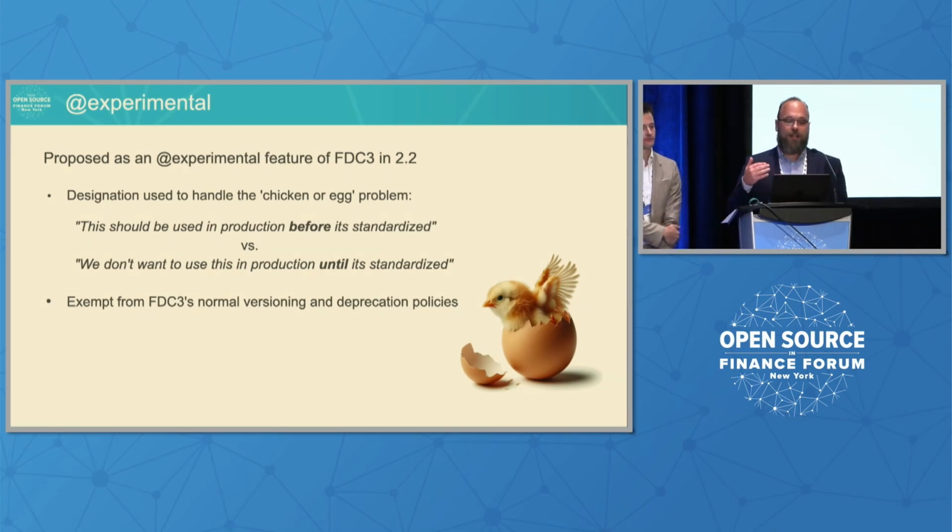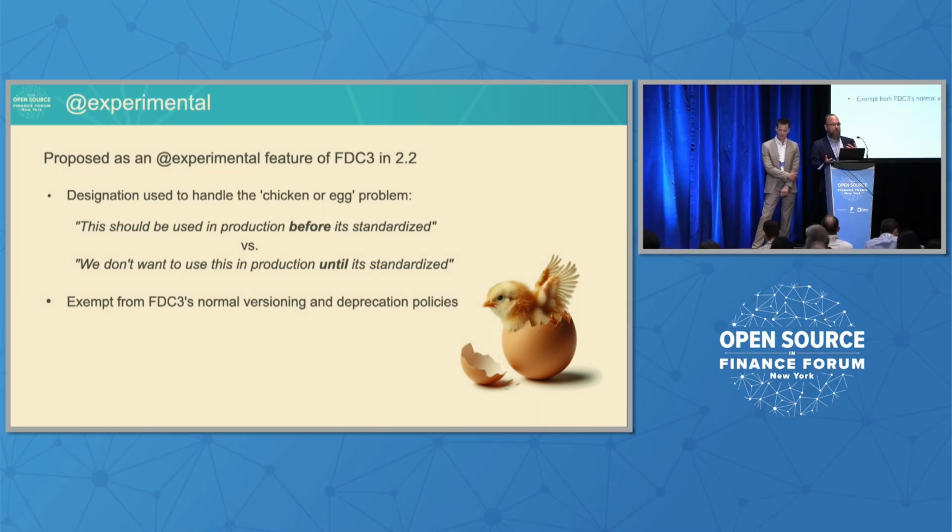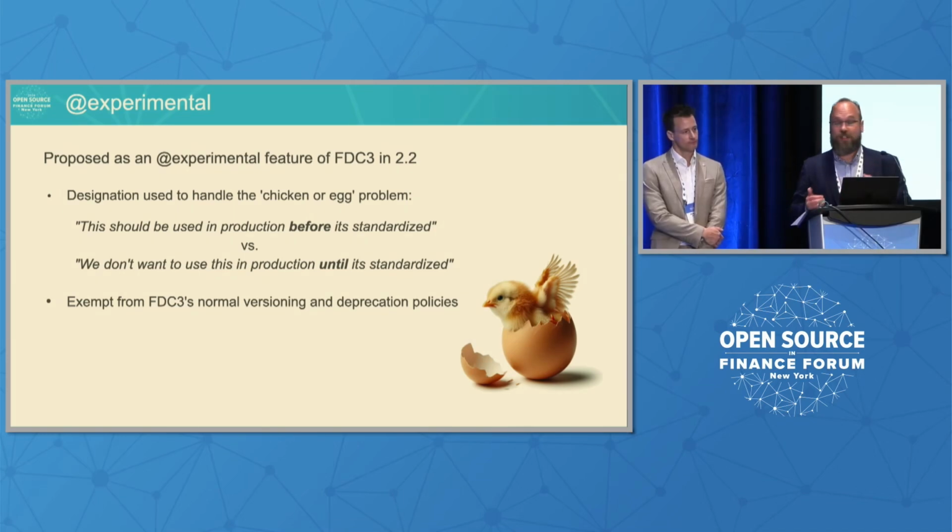We're raising this as an experimental feature of FDC3 2.2, and that's a designation we use to handle some of the diametrically opposed opinions from different stakeholders in FDC3. So many of the vendors will comment back that they don't want to see something go into the standard and used in production before it's been used in production. They want to see it demonstrated out there in the wild. But a lot of the adopters are not going to use it in production until it is standardized, and these two things just don't meet in the middle. So we created the experimental designation.